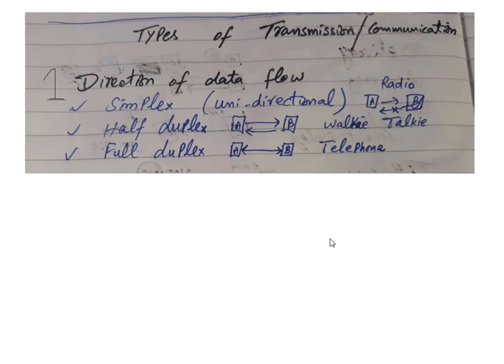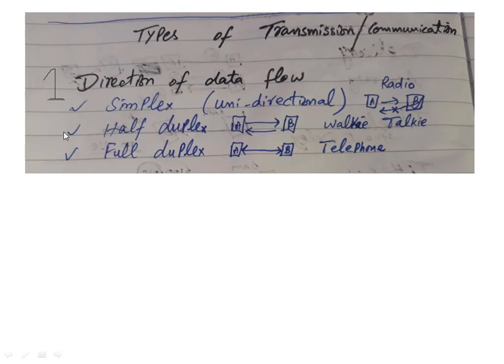Simplex is when two machines A and B are going to communicate and transmit a message. Here we have an arrow from system A to B. It means only system A will send a message to system B, and system B cannot send a message to system A. An example of simplex is radio. It is also called unidirectional because the communication happens in only one direction.